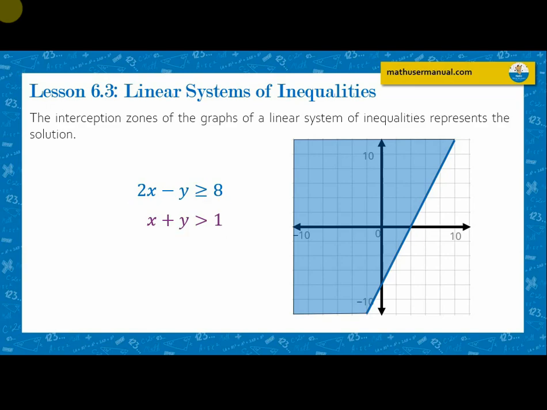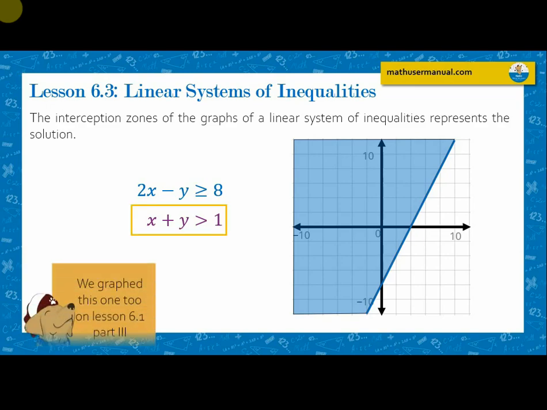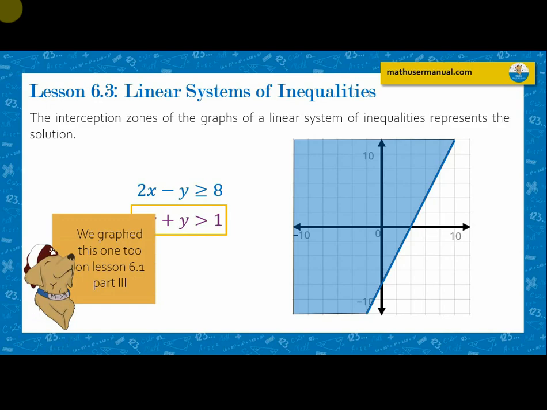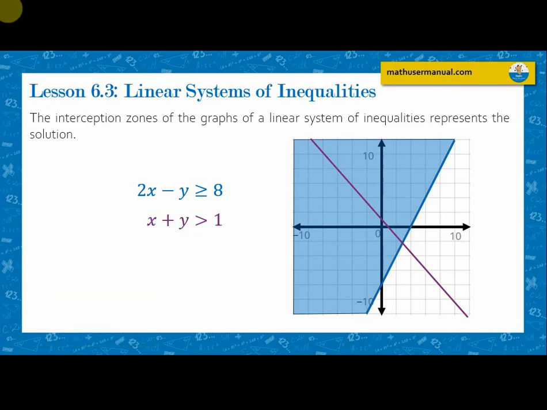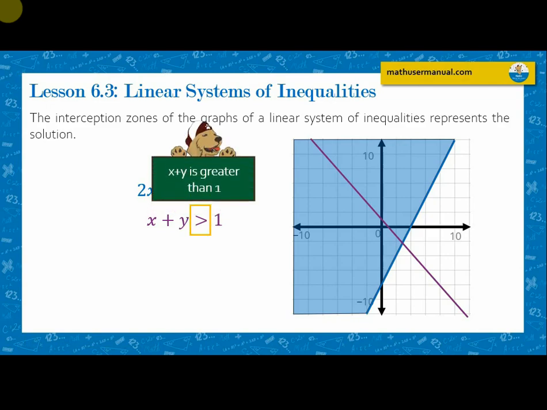x plus y is greater than 1. One more time, we learned how to graph this one in lesson 6.1 part 3. If you don't remember why this is a straight line with a y-intercept at 1 and an x-intercept at 1, review lesson 6.1 part 3. But one more time, this line just represents the graph of the equation, and we have an inequality. It says that x plus y is greater than 1. Because it's greater than 1, we need to graph this inequality above the line.